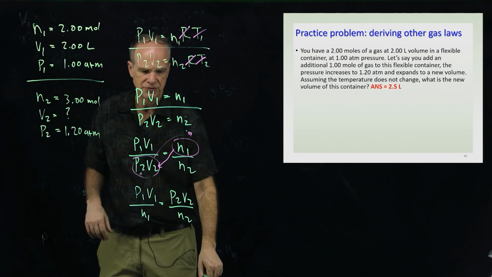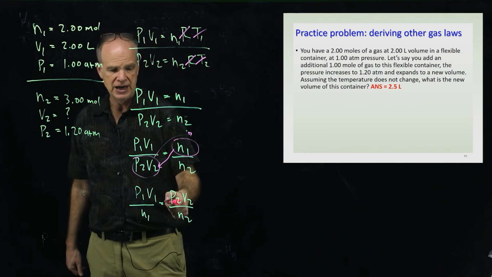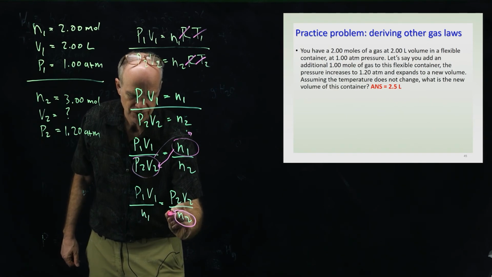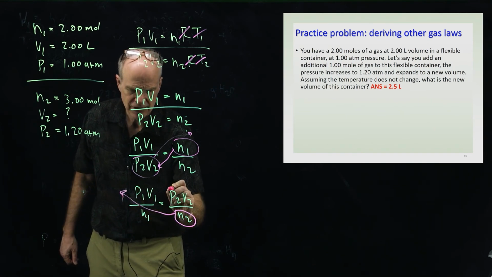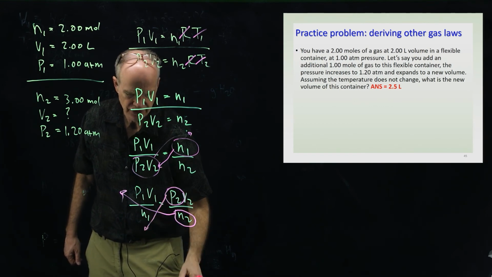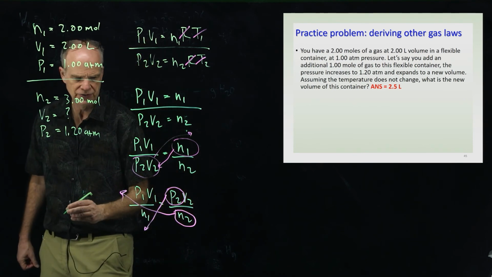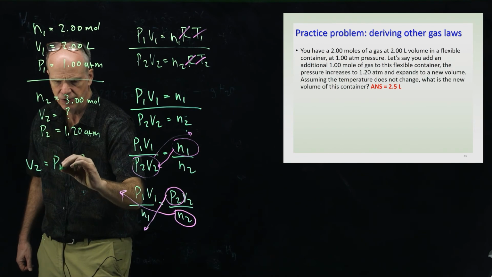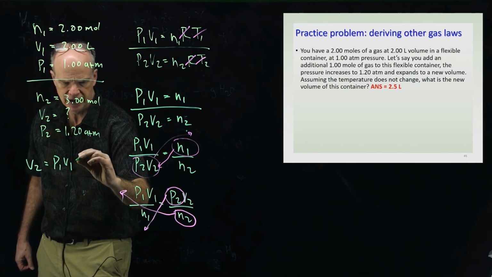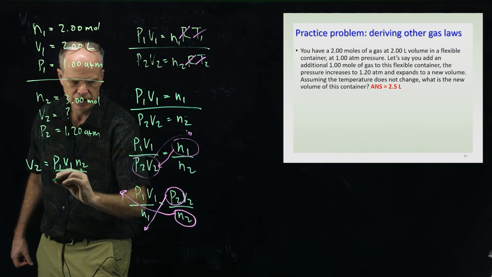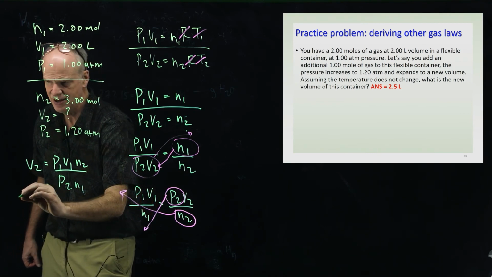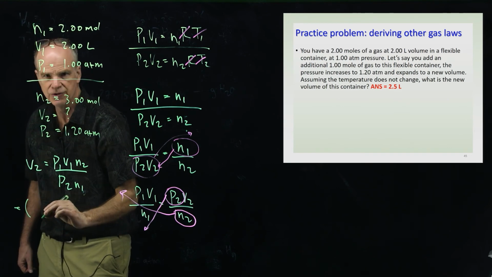So what you would have to further do is solve this for V2. So I'm going to have to move the N2 over to the other side of the equal sign, it goes in the numerator, and the P2 I'm going to have to put on the other side of the equal sign in the denominator. So what I get, I'm going to write this over here, is V2 is equal to P1V1 times N2 over P2 times N1. So let me just plug in numbers really quick and let's see if we get the right answer.